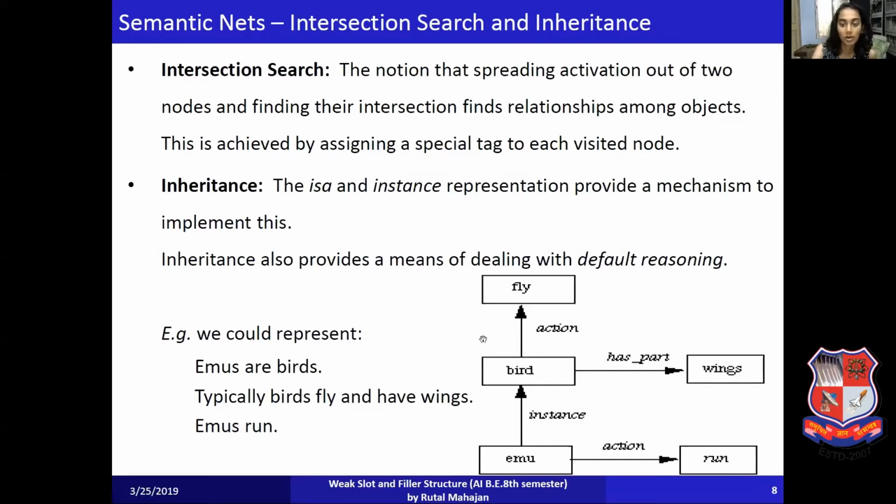This is how we can show the particular knowledge. Over here, what we can deduce is that emu is a kind of bird. Typically birds can fly and have wings, but even though emu is a bird, it has the properties of bird inherited from this object bird, but it can run also. This is the knowledge that we can deduce from this semantic net using the inheritance property.